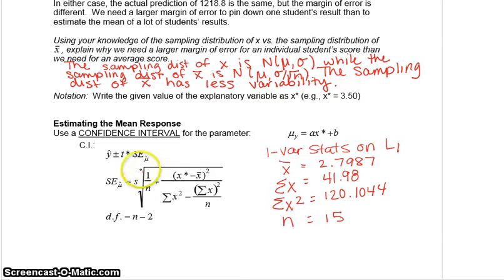Now the other thing we need is s, and s comes out when you run your LinReg t-test on the data. And of course, as with other regression problems, our degrees of freedom are n-2.